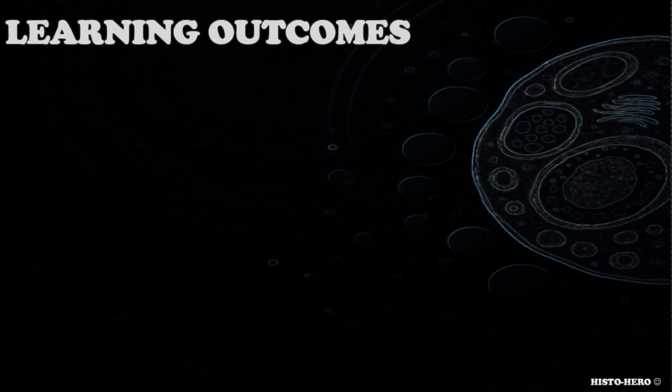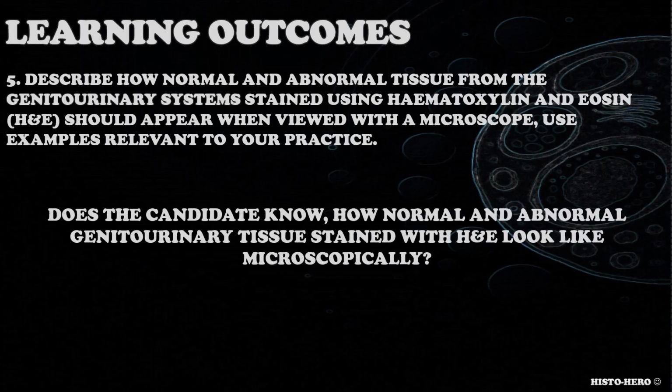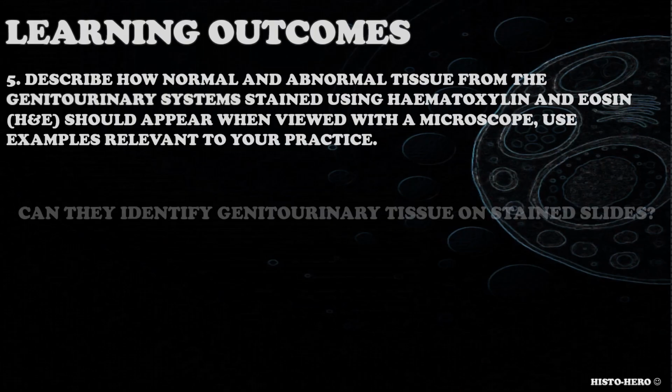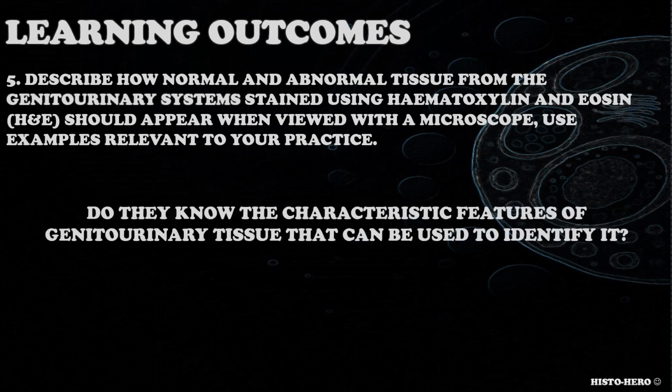The fifth learning outcome is, describe how normal and abnormal genitourinary systems stained using H&E should appear when viewed with a microscope. Use examples relevant to your practice. Candidate needs to describe normal and abnormal genitourinary tissue on H&E stained slides. Does the candidate know how normal and abnormal urinary tissue stained with H&E looks microscopically? Can they identify abnormalities microscopically? Can they identify genitourinary tissue on stained slides?